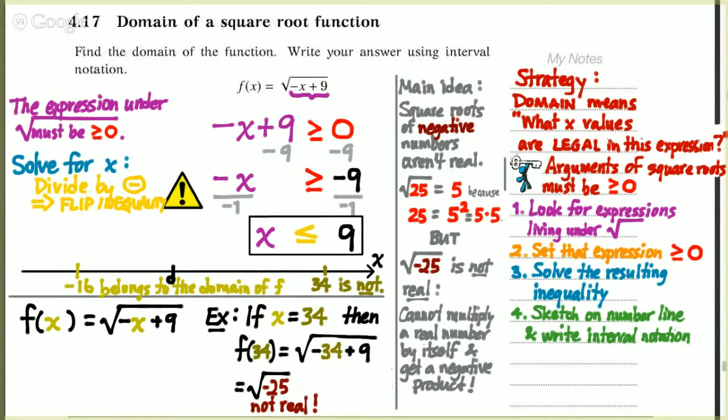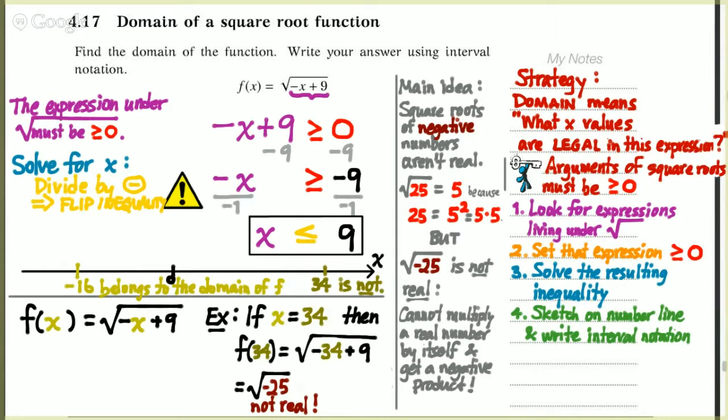So after all that work, what we figure out is that in order to make the expression underneath the radical greater than or equal to 0, it is sufficient to make x less than or equal to 9. So the domain of this function consists of all x values less than or equal to 9. And just as a quick consistency check, negative 16, which is supposed to belong to the domain of f according to what we said before, works in this inequality because it's less than or equal to 9.